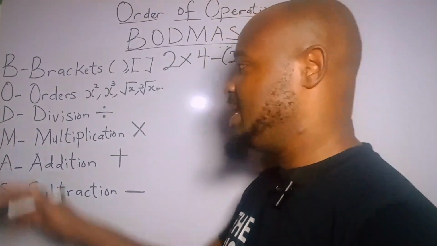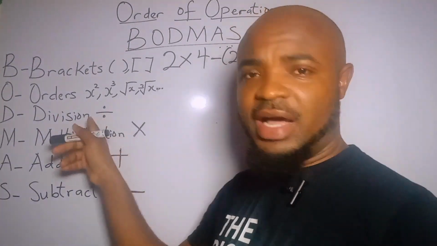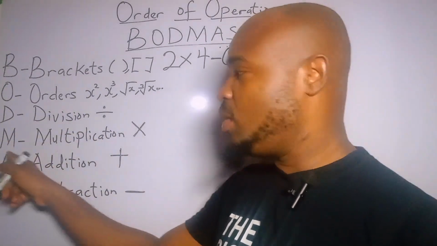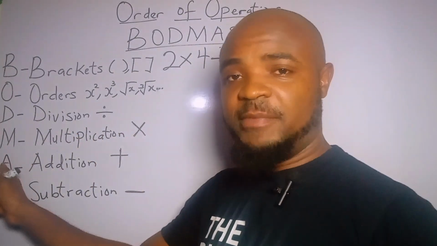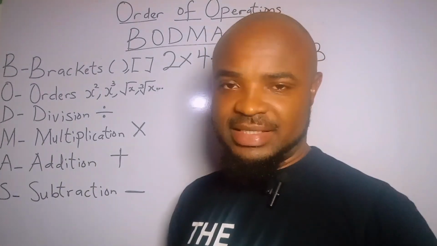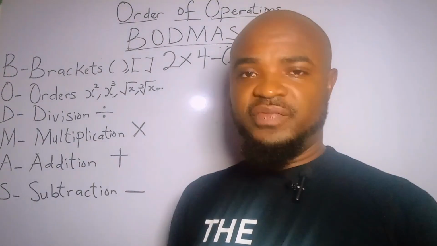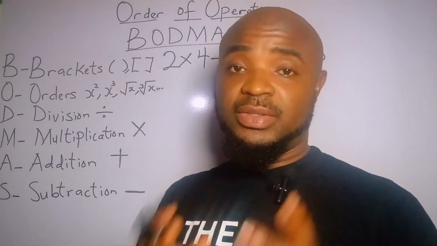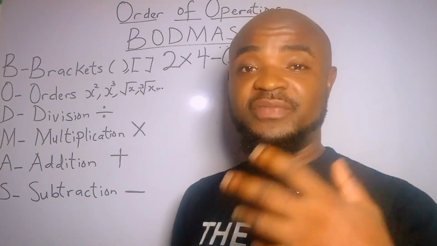Now we have D, which stands for division. So this is the division symbol. I'm sure you're familiar with that, right? Good. We have the next one, M. M stands for multiplication, and this is the symbol. Next one, A, addition, which is the symbol here. And lastly, I have S, which is subtraction. You might not see all these symbols in a particular question, but it will surely guide us to know which one to start with and which one to solve next.